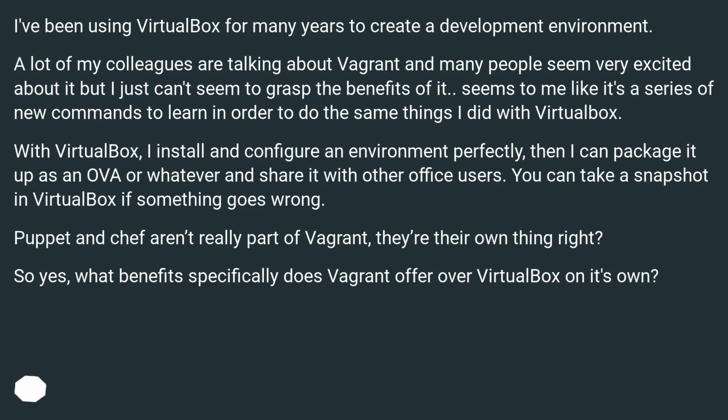Seems to me like it's a series of new commands to learn in order to do the same things I did with VirtualBox. With VirtualBox, I install and configure an environment perfectly, then I can package it up as an OVA or whatever and share it with other office users. You can take a snapshot in VirtualBox if something goes wrong. Puppet and Chef aren't really part of Vagrant, they're their own thing, right? So yes, what benefits specifically does Vagrant offer over VirtualBox on its own?